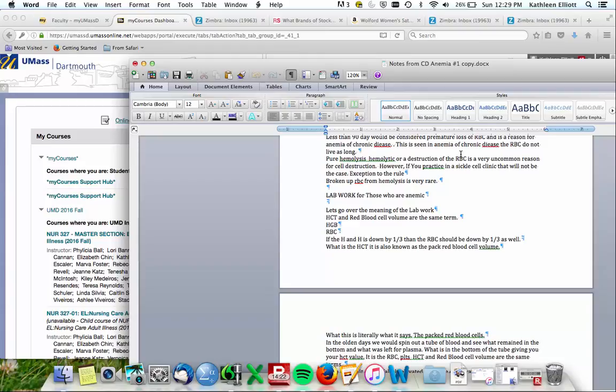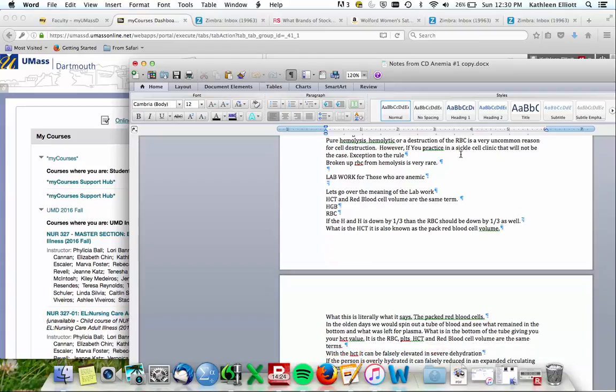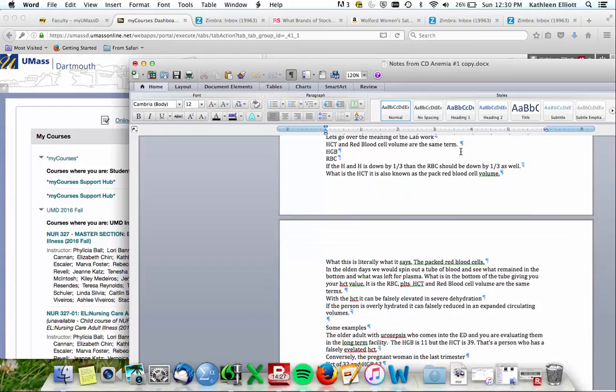Why is the hematocrit also known as packed red blood cell volume? That is literally what it says. It's the packed red blood cells. So in the olden days, we would spin down a tube of blood and see what remained in the bottom and what was left for plasma. What was in the bottom of the tube gave you your hematocrit level. And so red blood cell volume and hematocrit are the same terms.